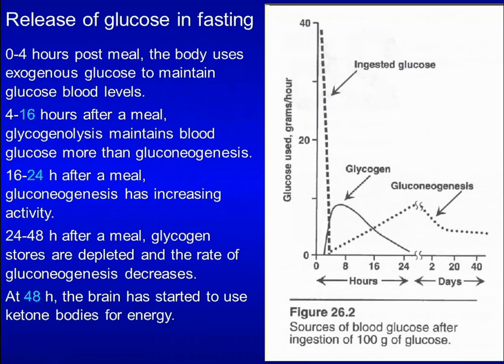This chart indicates the source of glucose in the blood during fasting. Here are three numbers we should pay attention to: 16, 24, and 48. At 16 hours after a meal, glycogenolysis and gluconeogenesis contribute glucose equally. After this time point, gluconeogenesis contributes more glucose than glycogenolysis.